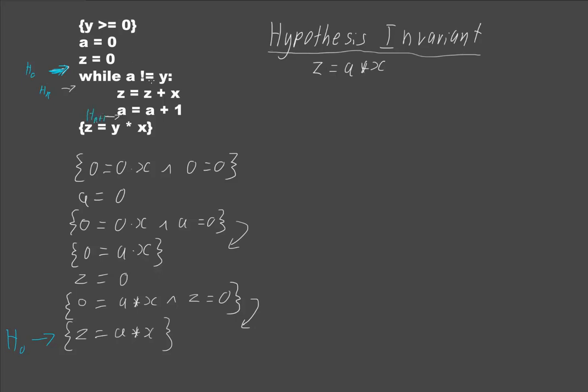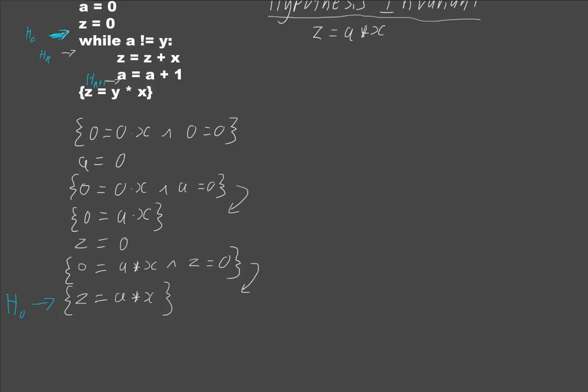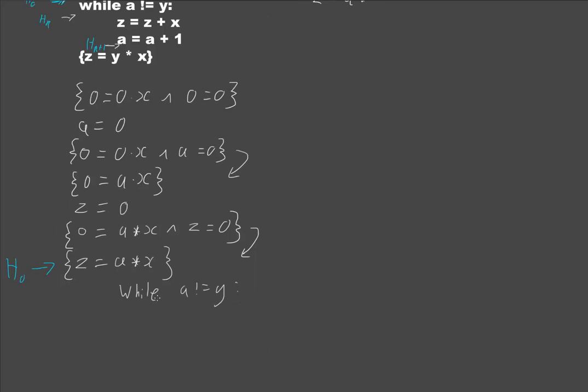So, next we want to just keep going. So then we get while a does not equal y. And so naturally, our assertion here is that this hasn't changed. Z is still equal to a times x, and a does not equal y.